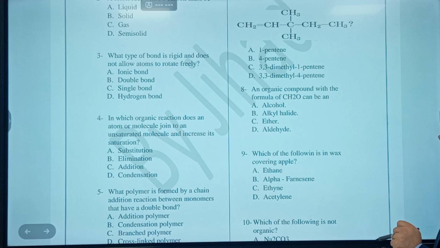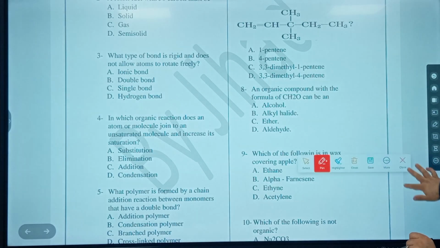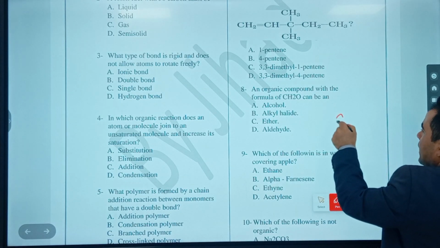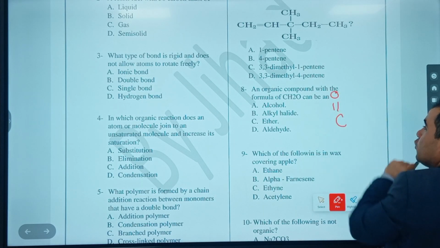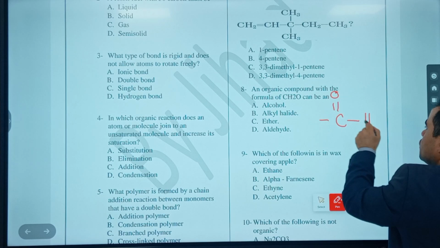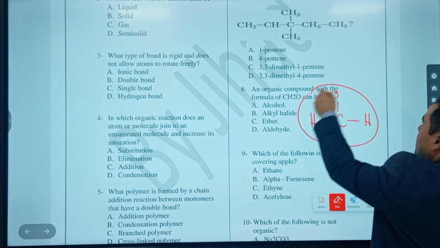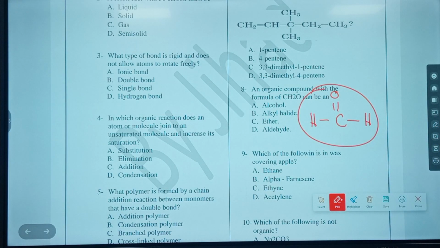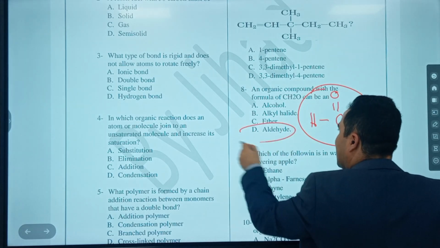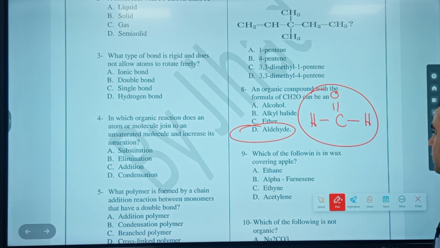An organic compound with the formula CH2O can be, guys, a carbon attached by a double bond to oxygen and then 2 hydrogens. And this is the functional group of aldehyde. If you remember, we talked about ketones and aldehydes.